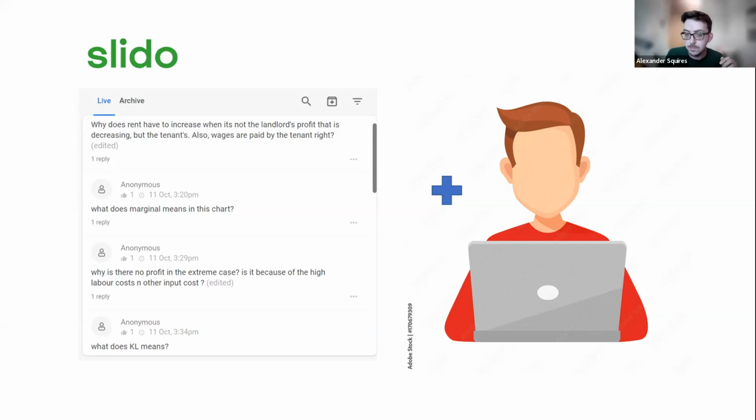And we can see from this, just within 14 minutes, we've had 3 questions. Okay, so this isn't actually in chronological order. I've just randomly chosen one of the Q&As that we had for this, and you can see that it's all sort of course content related, asking about marginal, why is there no profit in this extreme case, etc. And then I was able to answer those questions without interrupting the flow of the main lecture.